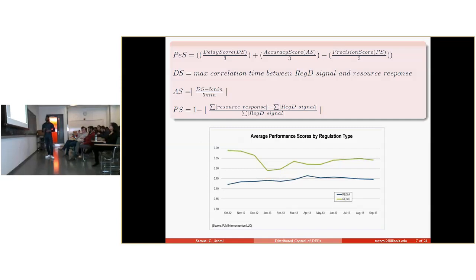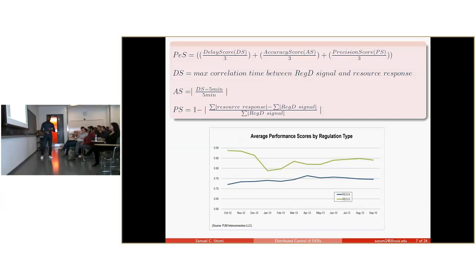Just to give a slight overview of how the performance score works, it's composed of 3 metrics: the delay score, the accuracy score, and the precision score. The delay score is about how quickly your resources respond to the regulation signals that are received. The accuracy score corresponds to how well your resources match the regulation that is required by the ISO. And the precision score measures consistency in your responses.